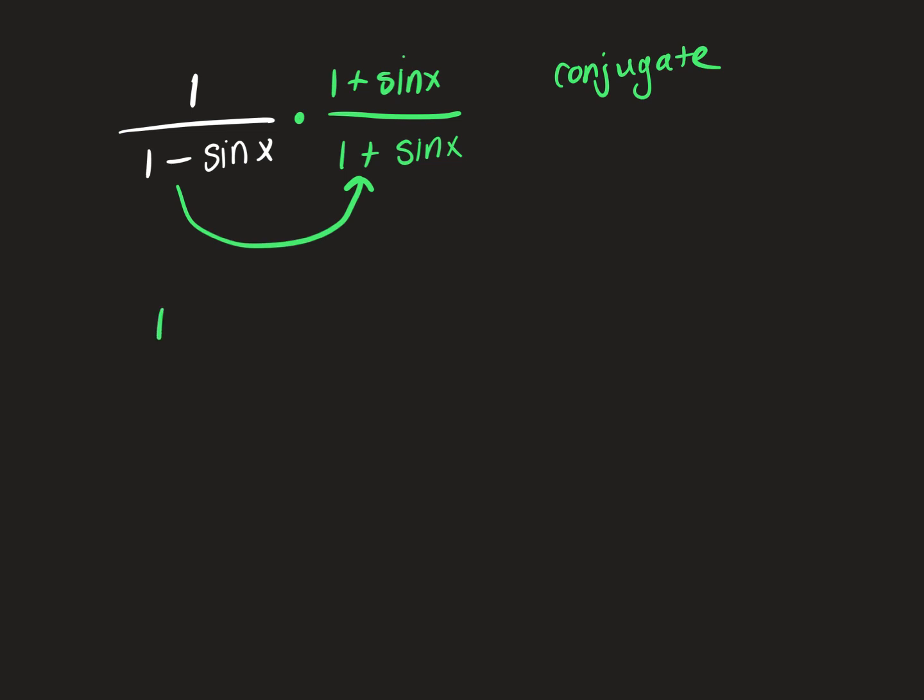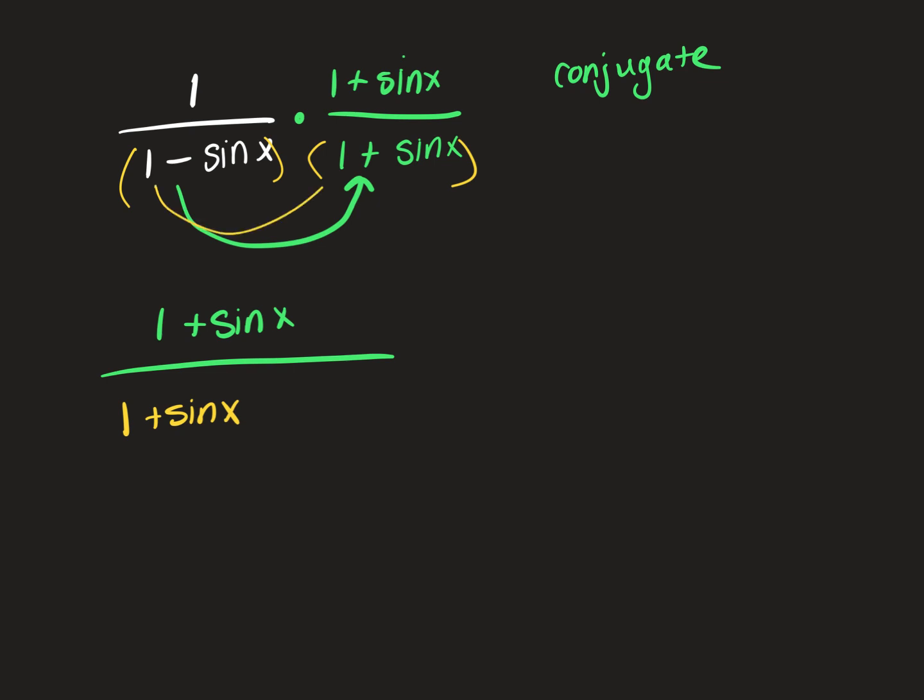Okay, so on top, that's just going to be 1 plus sine x, because we're multiplying by 1. On the bottom, we have to FOIL. So 1 times 1 is 1. 1 times sine x is sine x. Negative sine x on the bottom. I have my first, outside, inside gives me negative sine x, and then the last gives me negative sine squared x. So those cancel.